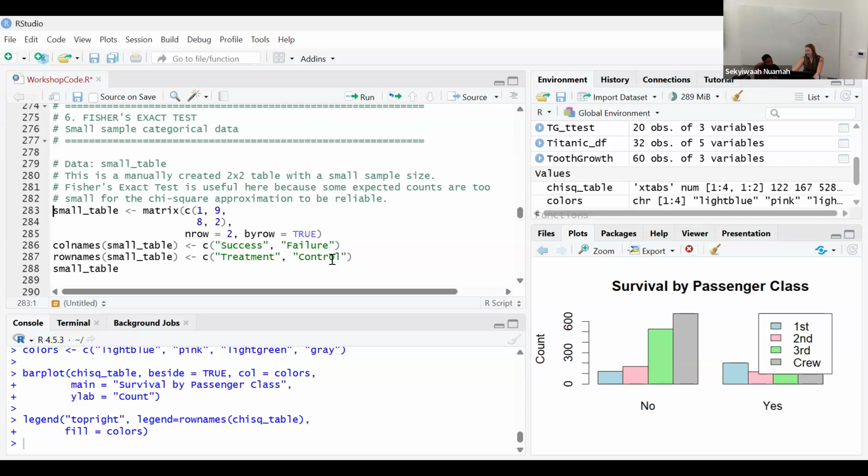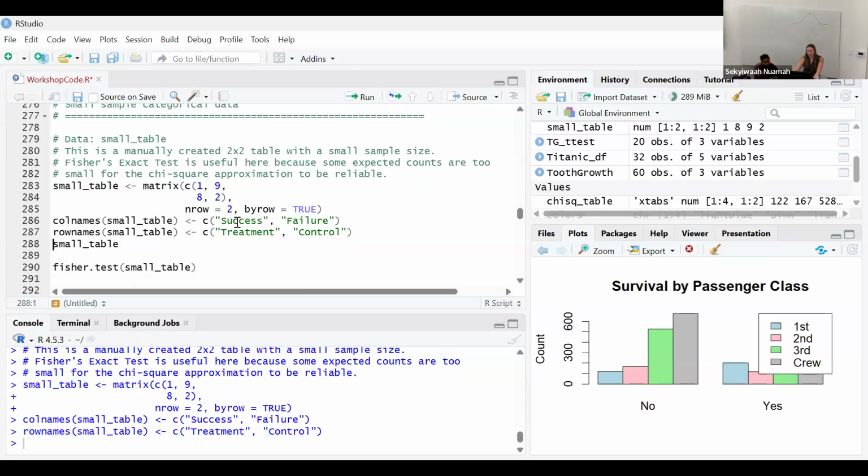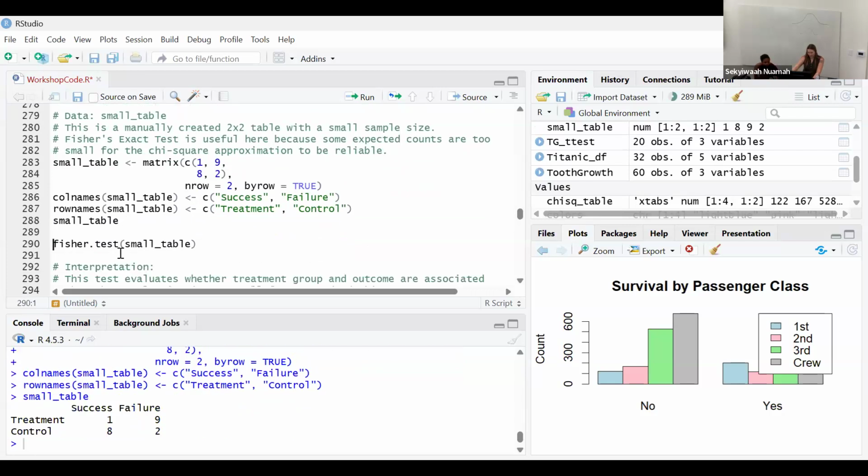If I run through fast, feel free to shoot us an email. Okay, so we just define a quick small matrix here, and that's going to be our data. Then I make some column names and row names, and let's look at that table we made real quick. We have a treatment and a control. In the treatment, we had 1 success and 9 failures. In the control, we had 8 successes and 2 failures.